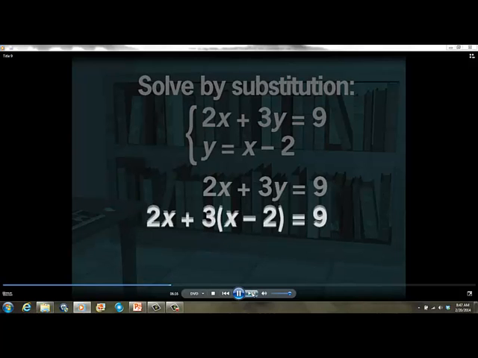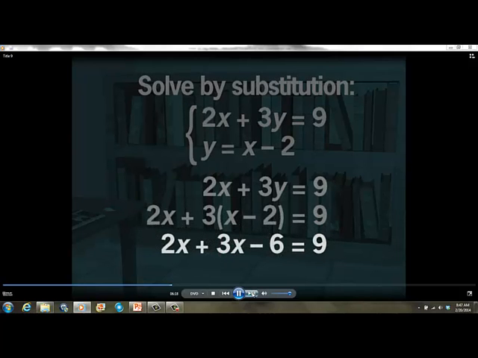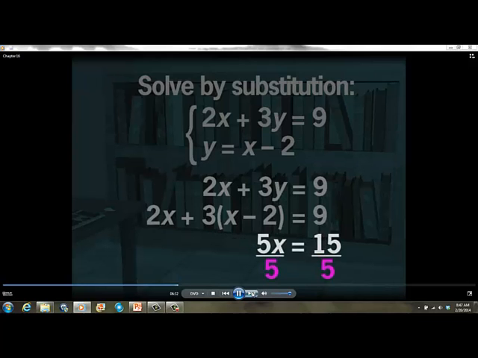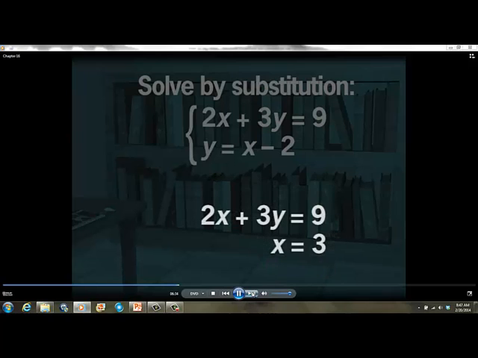Rewrite the equation as 2x plus 3x minus 6 equals 9, or 5x minus 6 equals 9. Add 6 to both sides. Then divide both sides by 5. You get x equals 3. The x value of the solution is 3.